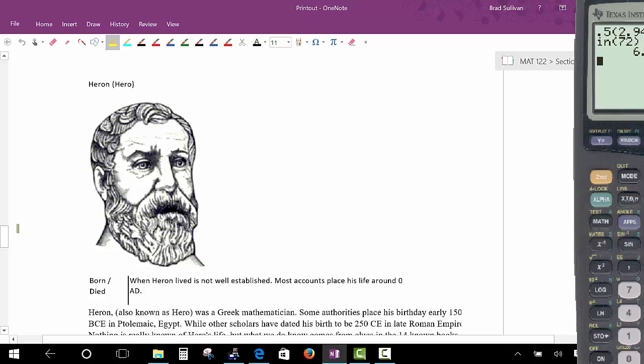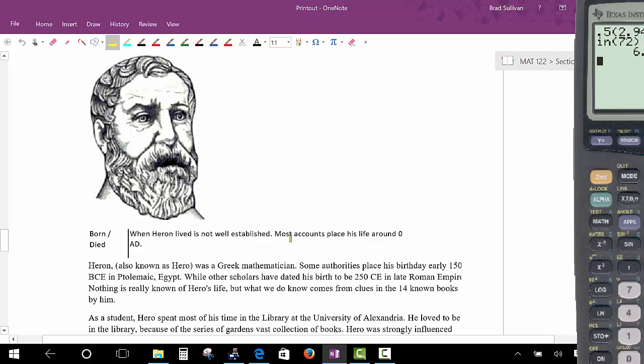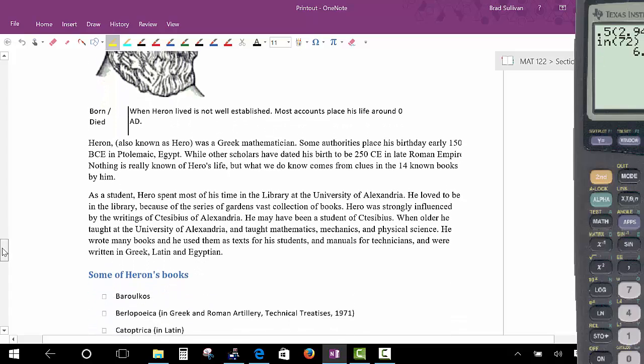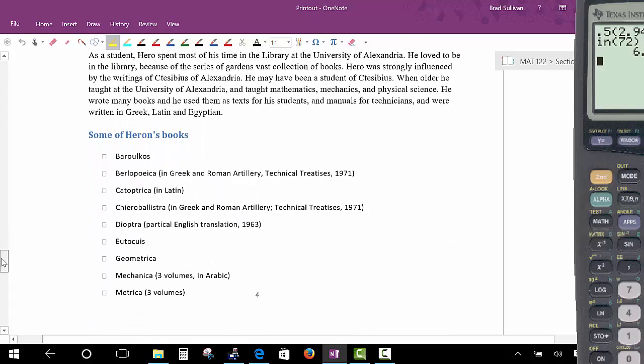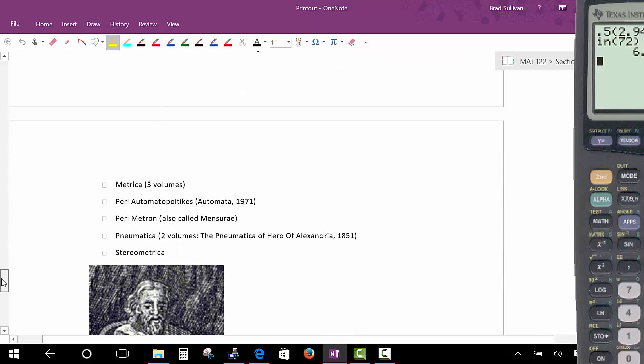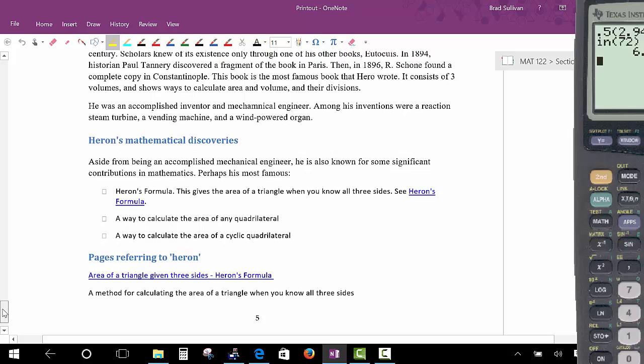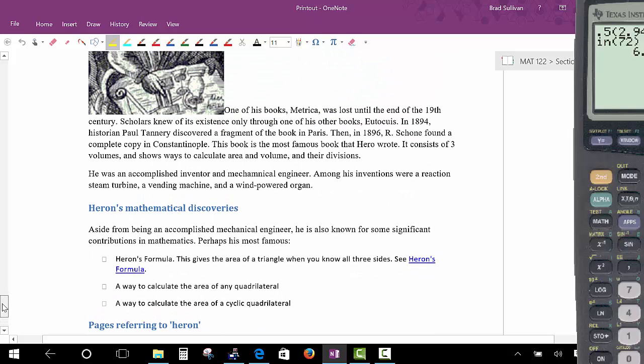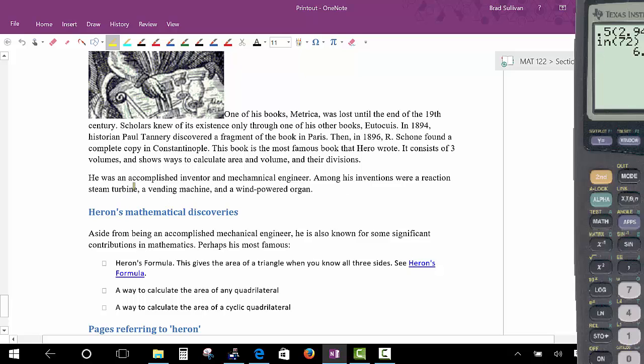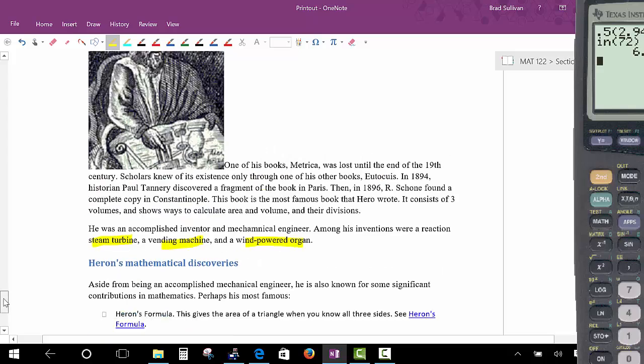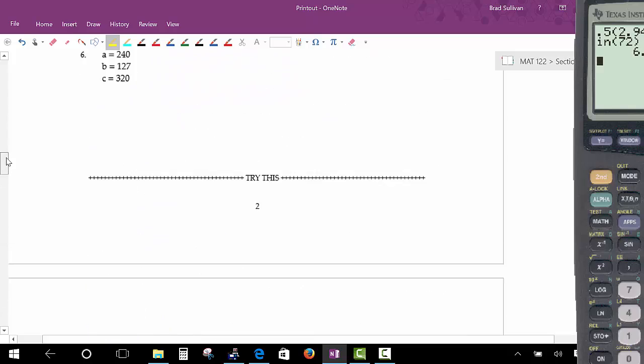Nobody knows for sure when he died, but we know he was a Greek mathematician and inventor of that time who lived around 0 AD. So it's kind of debated on when he lived. He did a lot of things, a lot of books. You can read some of this if you're interested about Heron's life. He's credited for doing several interesting things. I always thought it was interesting, he invented the vending machine, a steam turbine, and a wind-powered organ. So he was considered to be the greatest inventor of antiquity, and he was also a mathematician.